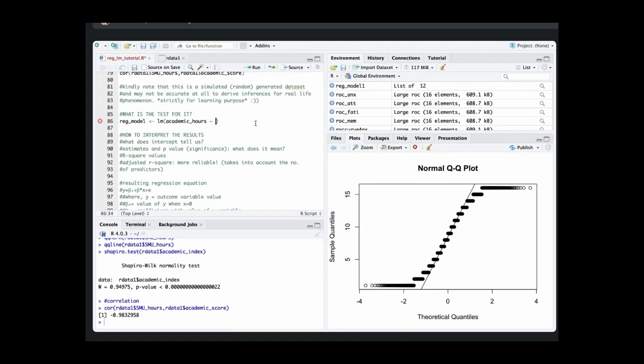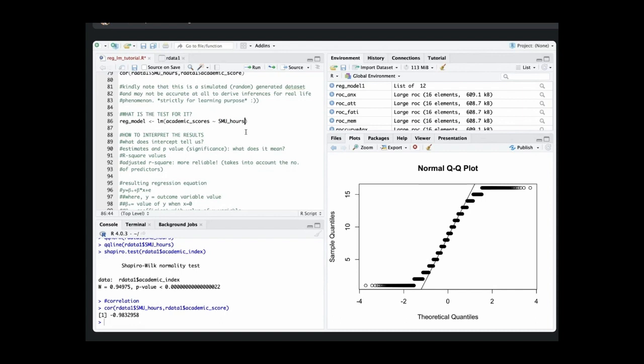The one I'm trying to see the effect of is my social media hours. This is my independent variable, and you can't switch them. Your independent variable cannot come here and your dependent variable cannot come here. This has to be followed like this. Essentially you're trying to study how academic scores change with changing social media usage hours.